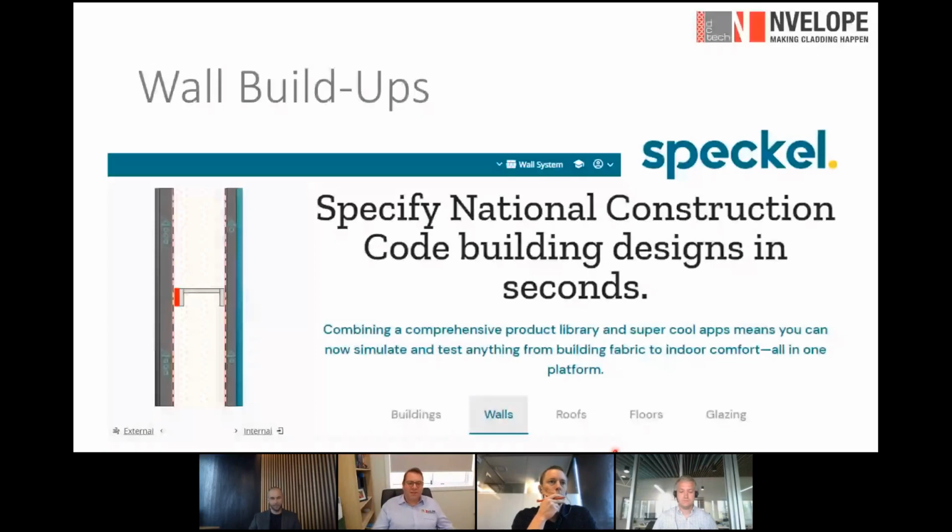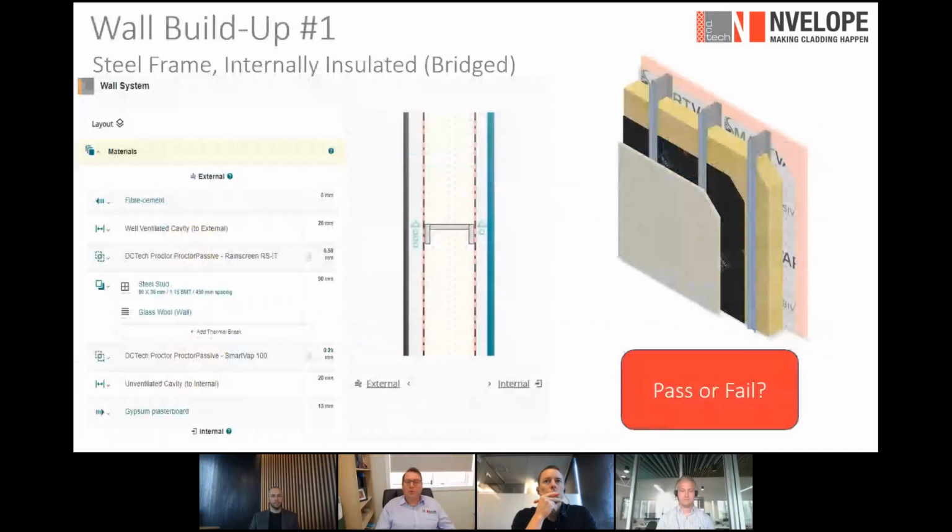It takes into consideration thermal bridging and AS/NZS 4859.2 in the 2018 revision. So if you haven't seen it, I highly suggest checking out Speckle and becoming a member. We also have a free portal on our website that encases our own wall build-ups that we've put together. There are all other brands out there and even generic, so feel free to check that out. So let's get started with wall build-ups.